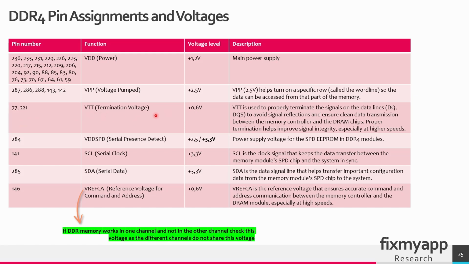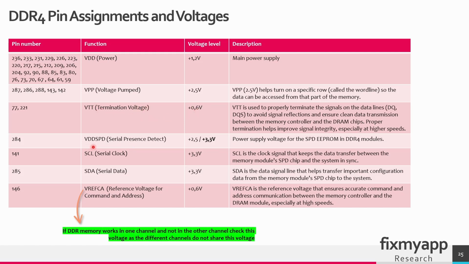Then we have VTT termination voltage. It's a voltage level of 0.6 volt. It's located at pin number 77 and 221. So VTT is used to properly terminate the signals on the data lines, so the data lines of the DQ and DQS, to avoid signal reflections and ensure clean data transmission between the memory controller and the DRAM chips. The voltage of the VTT is determined by the VDD power divided by 2. So 1.2 divided by 2 is 0.6 volt. That's how you can calculate the termination voltage.